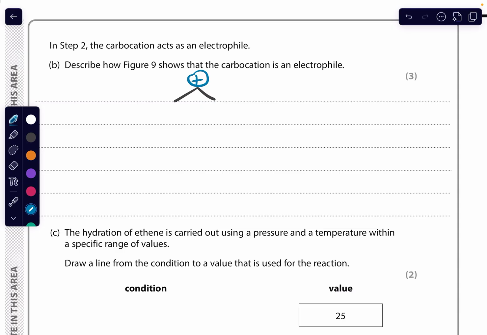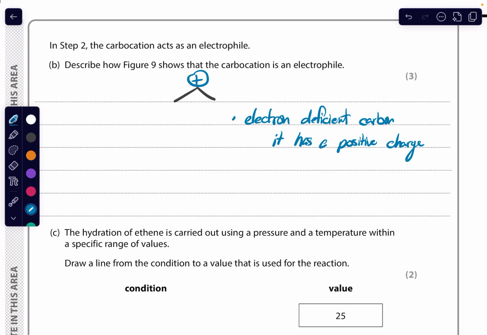Right. Carbocation, what you can see over here is it's got a positive. Why would that positive make it an electrophile? So let's explain that point in blue. The reason why is because it's electron deficient. So I've got an electron deficient carbon. And you can add to this and say it has a positive charge. So it's an electron deficient carbon and it has a positive charge.